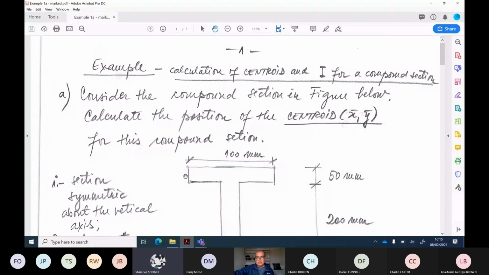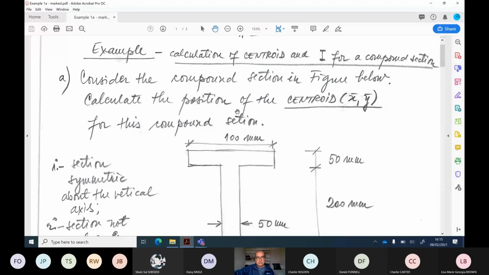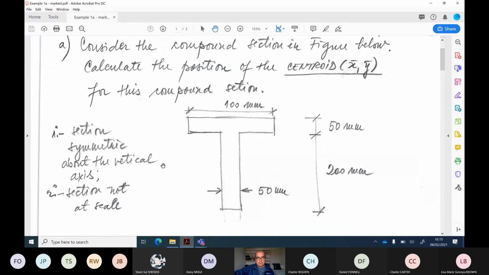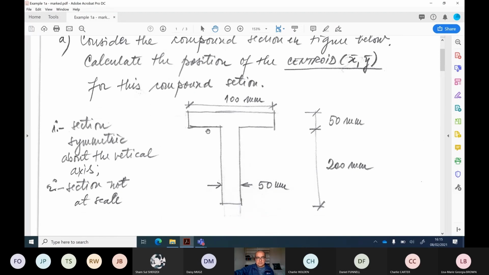So consider this compound section in this figure. Calculate the position of the centroid X bar and Y bar for this compound section. The section is a T section. In this T section, you can see that you have got an upper flange and this web. So it's a T section, 100 by 50, the top area. The web dimensions are 200 by 50.